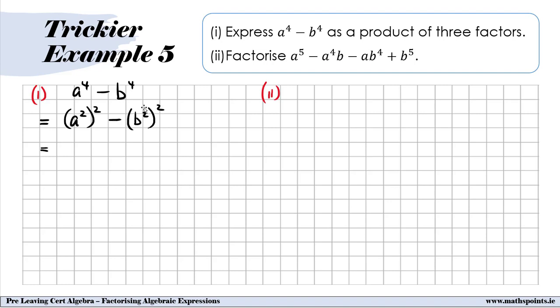Now, to factorize the difference of two squares, I have two sets of brackets. The first term being squared, which is a squared, goes in the first part of each bracket. And the second term that's being squared, b squared, goes in the second part of each bracket. We know that the difference of two squares is always a plus and a minus. So this is a correct factorization of a to the power of 4 minus b to the power of 4, but it says to express this as the product of three factors. This is only two factors.